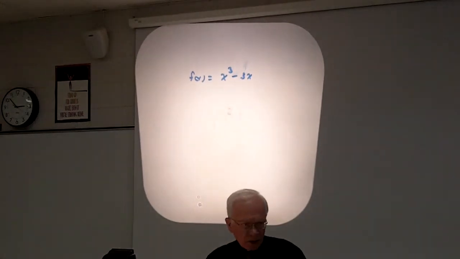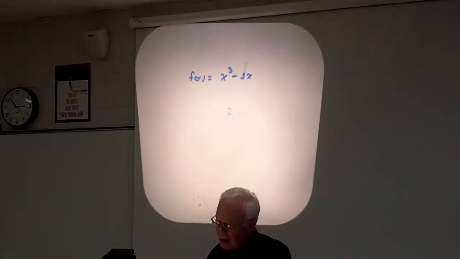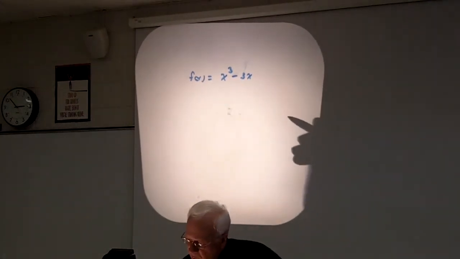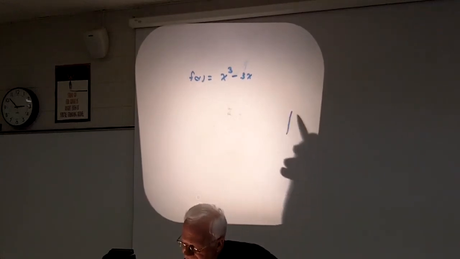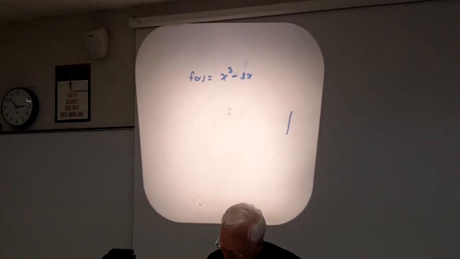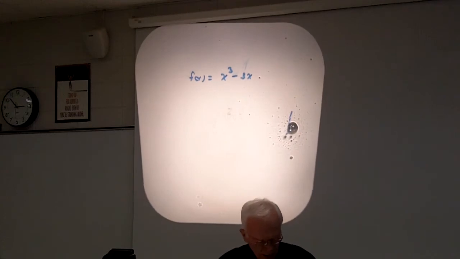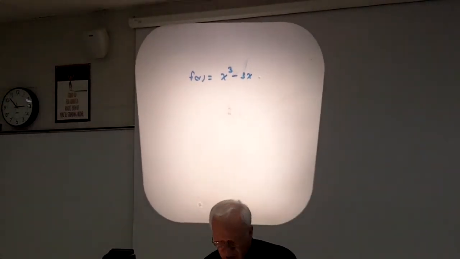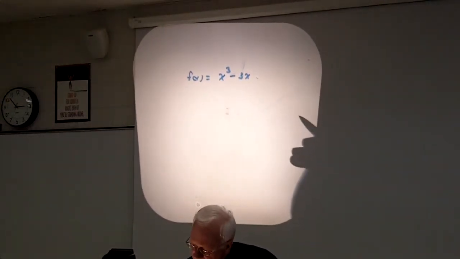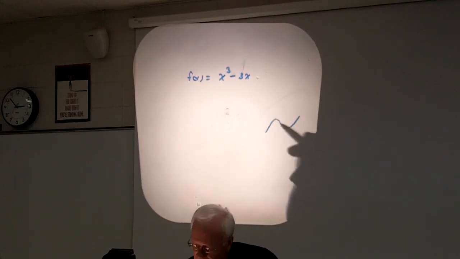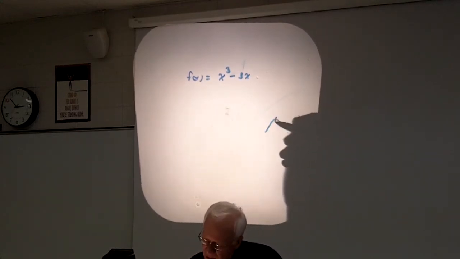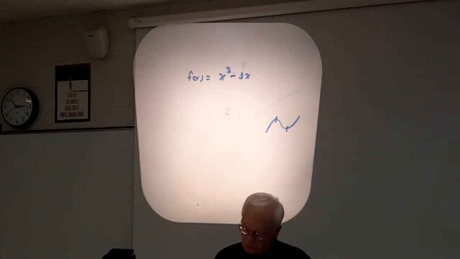Now, I think it's going to be okay to do something easy. Here's my function. It's a third degree equation. What I want to do is just sketch a little graph. It could look something like this. And so there's going to be a critical number here and a critical number over here.